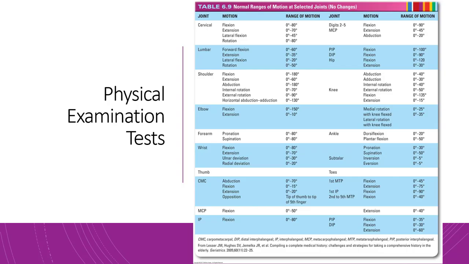Age and gender may influence range of motion. Women in their teens and early 20s tend to have a greater range of motion in all planes compared to men. Range of motion decreases after age 20 in both genders, with the decrease occurring to a greater extent in women. The normal ranges of motion for selected joints are shown here.